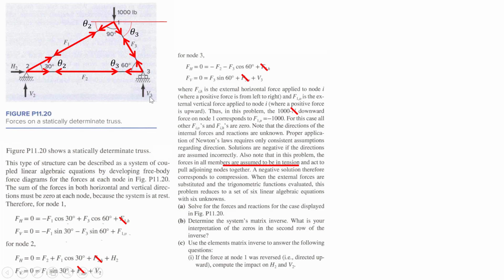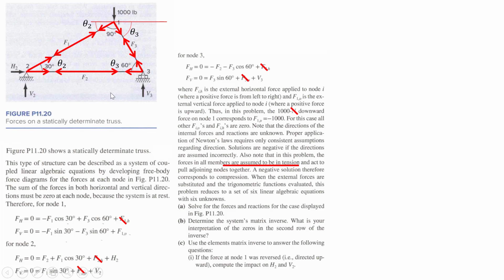And then my vertical internal load, the V3 is going up. So I've got that as a plus. And the F2 has no projection vertically, but the F3 is going to have a sine 60 projection, and it's in the positive direction. So I've just walked through every free body diagram and set up two equations for each node. And it looks like I have 6 equations because I have 3 nodes, two equations at each node.